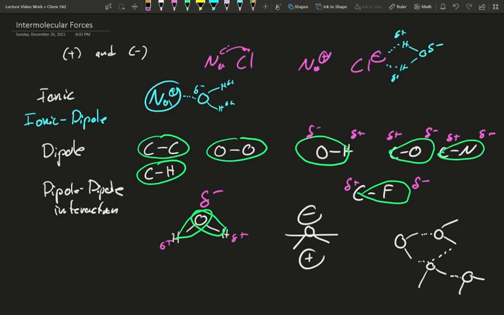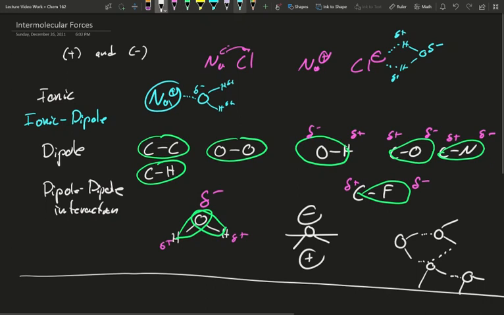Dipoles are partial charges due to covalent bonding of electronegatively different atoms. These dipoles can interact with each other. They can interact with ions. Ions can interact with ions. It's all these different types of interactions of different strengths. But they're all positives and negatives in the end.